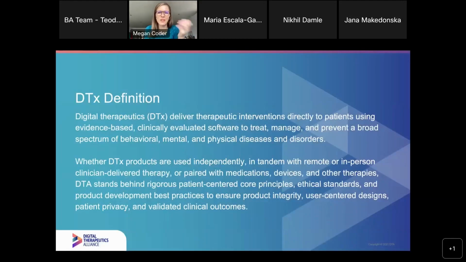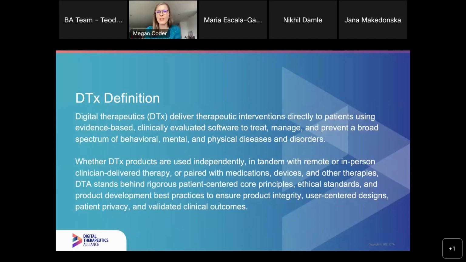So this is our current definition. We're talking about this in a way where you're intentionally impacting or treating, preventing, or managing a disease with software. They can be used alongside of medications, alongside of in-person therapies, sometimes even in place of them.